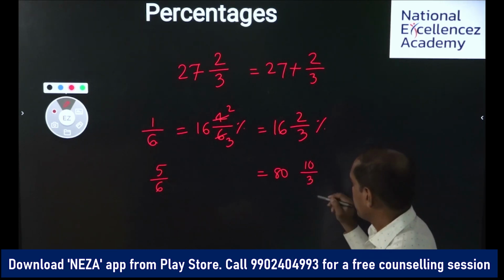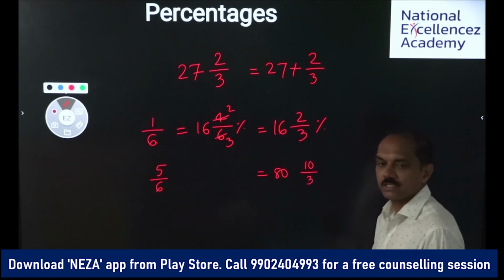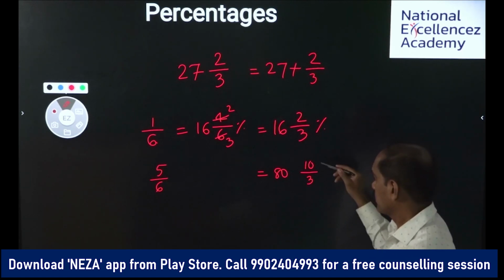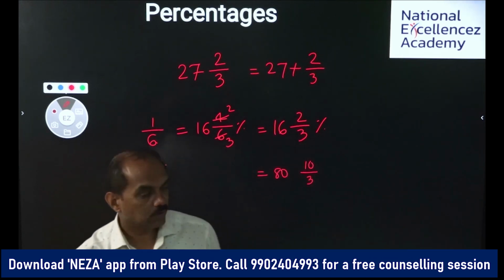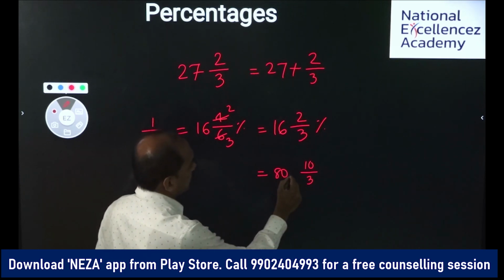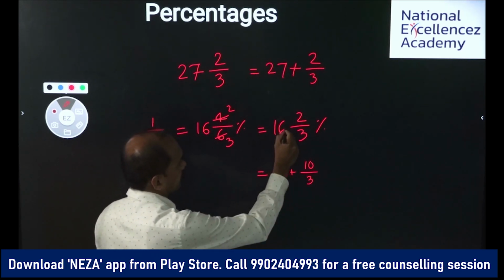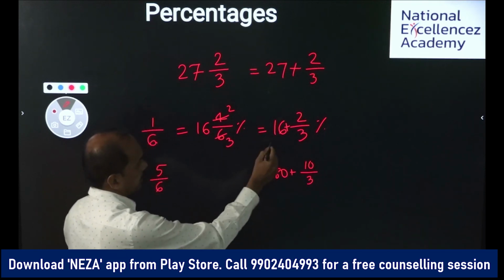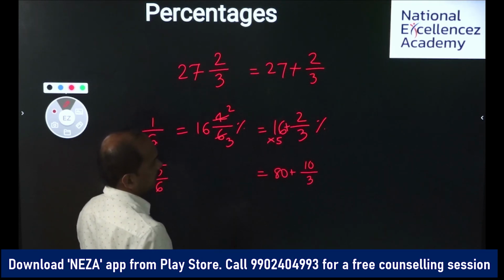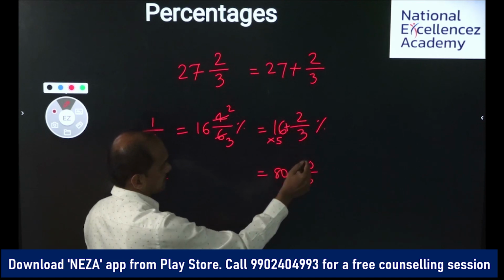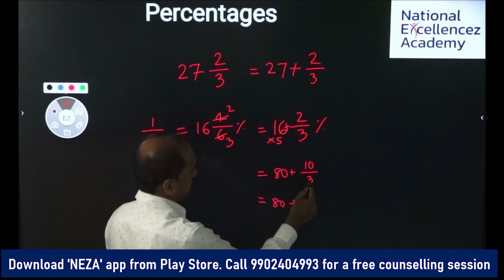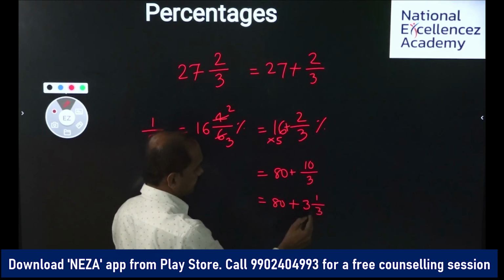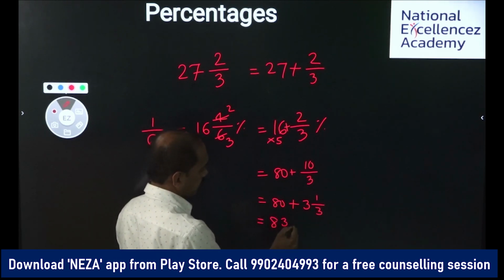Okay. But in case of a mixed fraction, can you write the remainder more than the divisor? No. Therefore, what you must do is write it like this. 5 times 16 is 80, and 5 times 2 by 3 is 10 by 3. So 80 plus 10 by 3 can be written as 83 1 by 3. So it would be 83 1 by 3%.